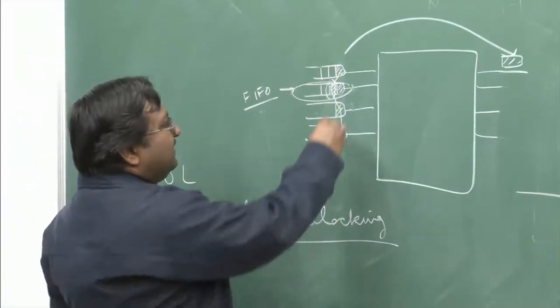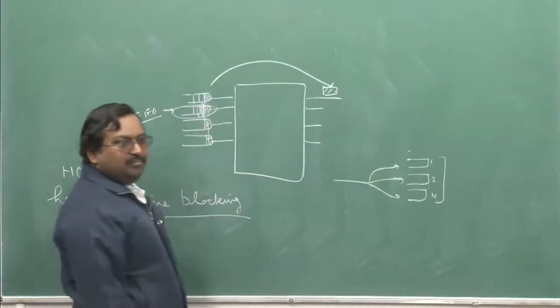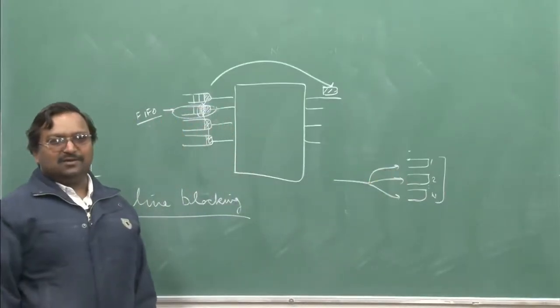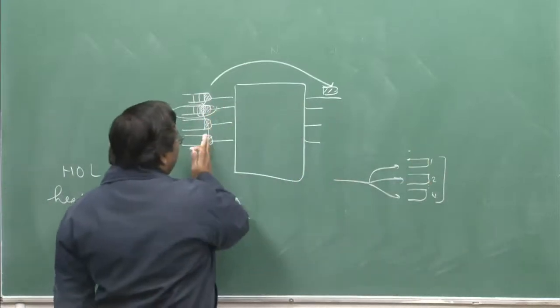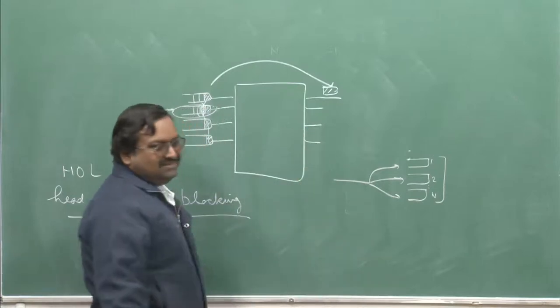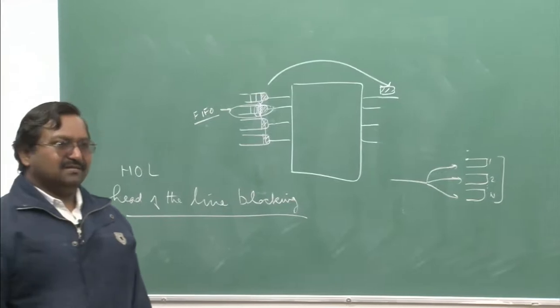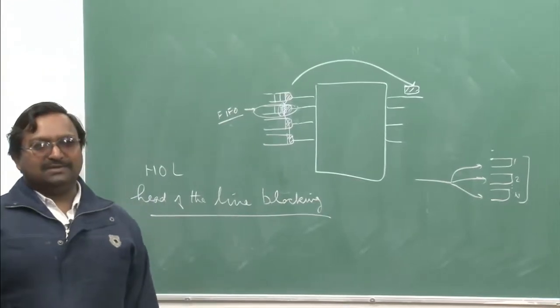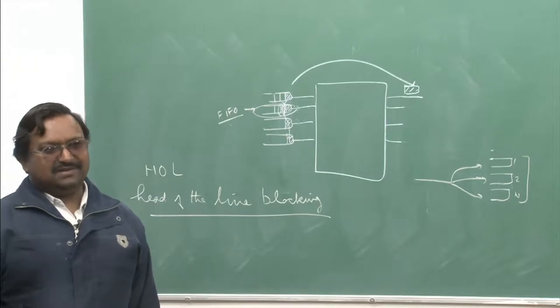So, for example, there was a contention here, but I can then look at queue number 2 and there is no contention. I can always find a combination such that the maximum number of packets can go to the outgoing ports. That is a maximal match problem actually. If you do not do maximal match, you might have a smaller number of packets going through.